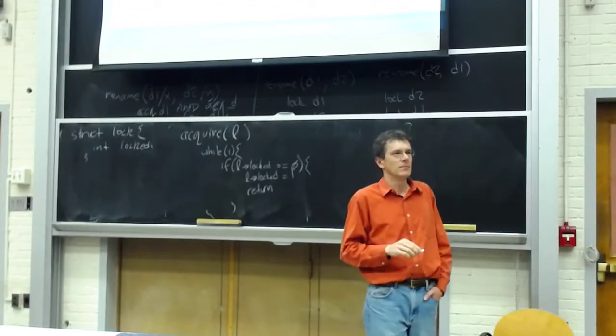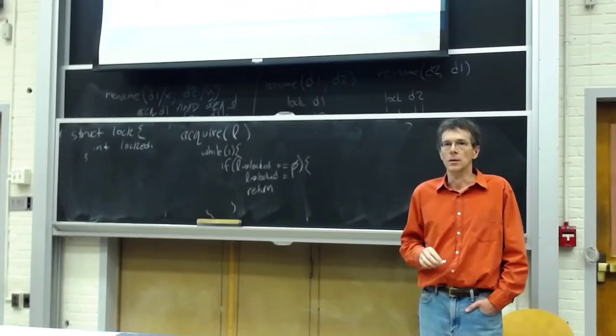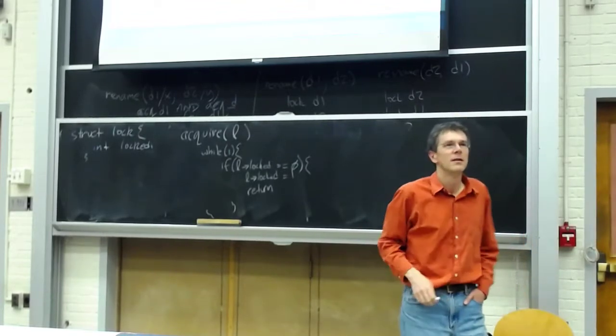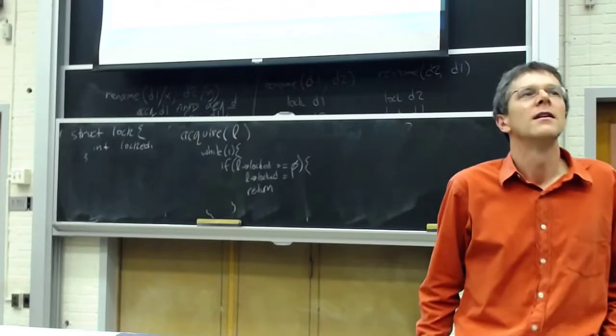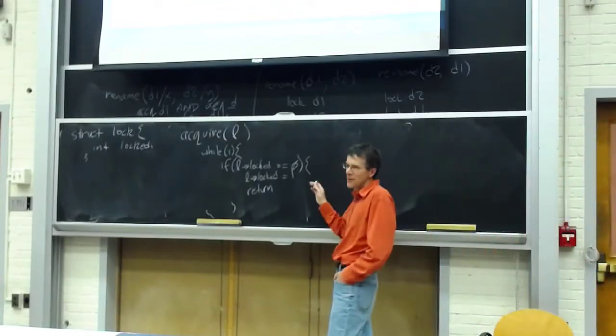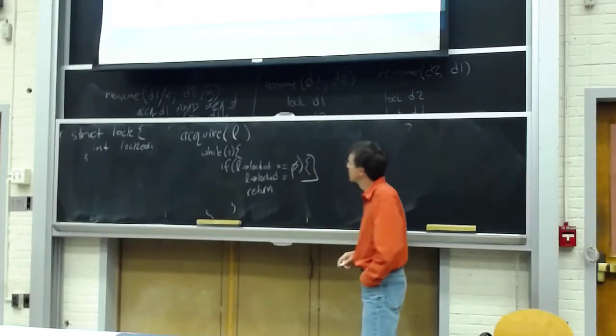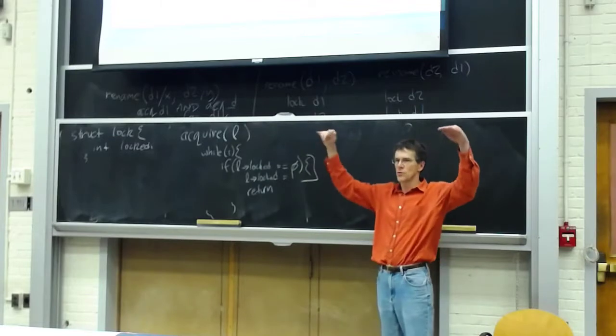And why is it nevertheless broken? What would go wrong? Yeah, this has a race in it. This is exactly the kind of race that locks are meant to avoid, namely, this pair of lines. You can imagine two cores are trying to acquire the same lock.